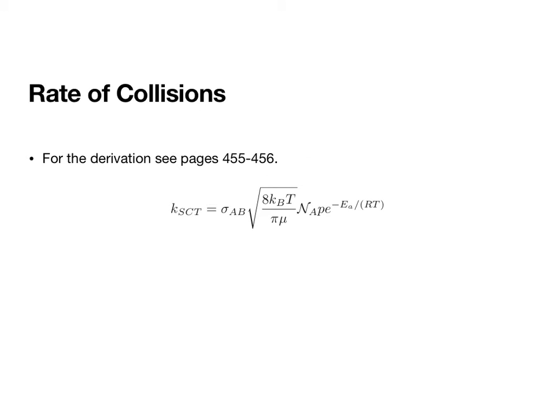So once we set up the Boltzmann distribution and we start thinking about how A and B, based upon their probabilities of speeds, collide, we find that the rate constant is equal to this complex term times this simple term. And the simple term is this e to the minus EA over RT. Okay?